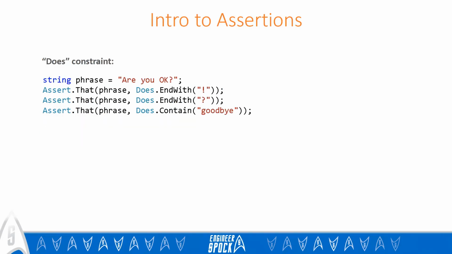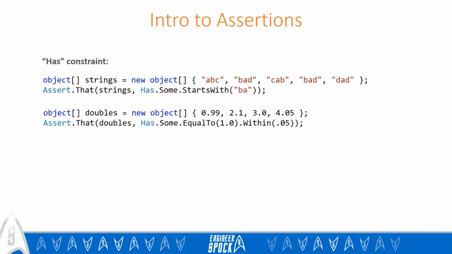The does constraint is most often used for writing assertions on strings. Here are three assert statements. The first one checks if the string ends with the exclamation mark. The second one checks if the string ends with the question mark. And the last one checks if the string contains a substring goodbye. Apparently, the first one returns false, the second true, and the last one false.